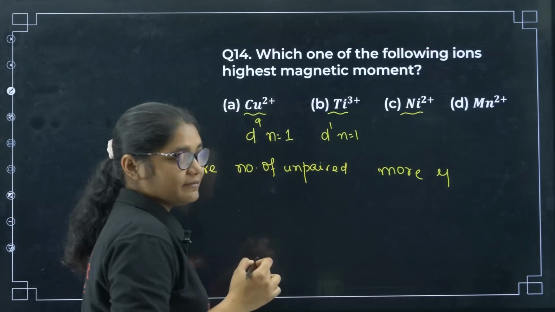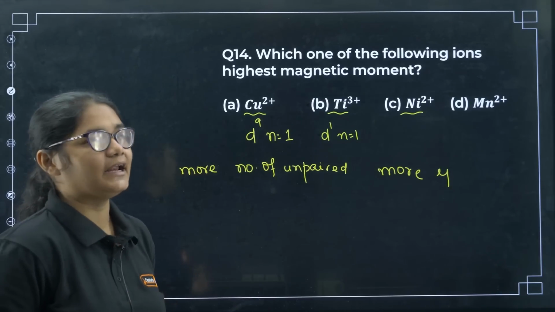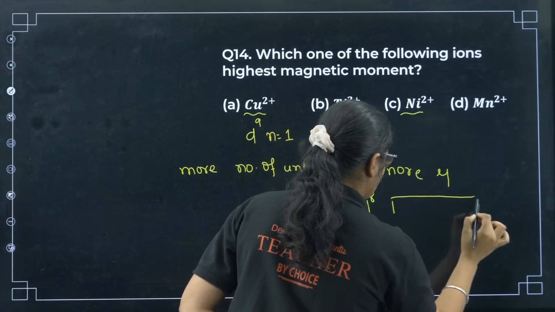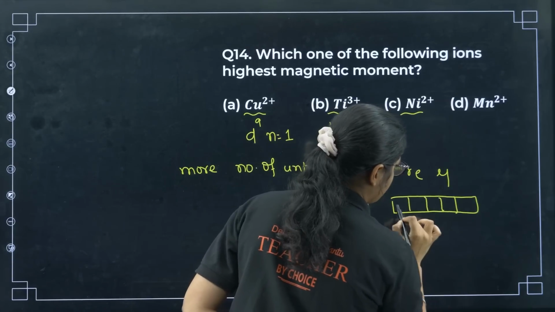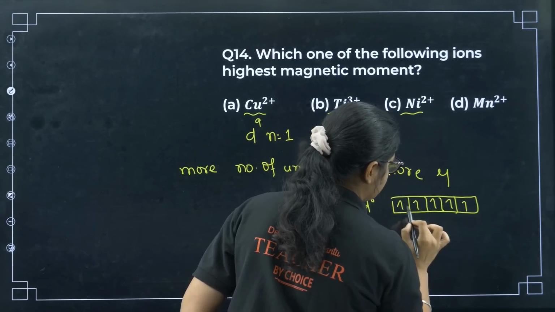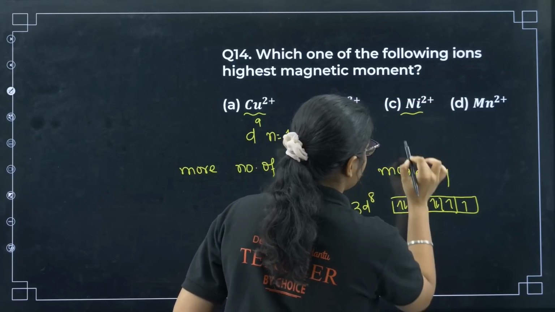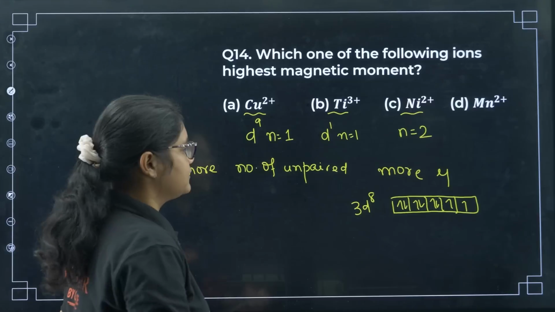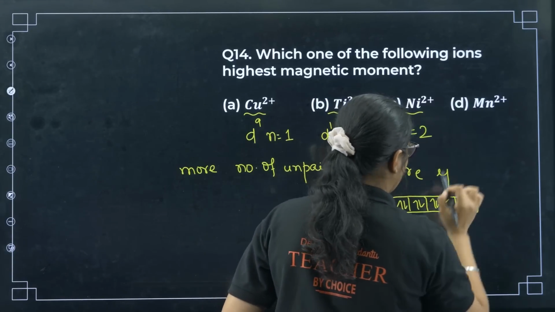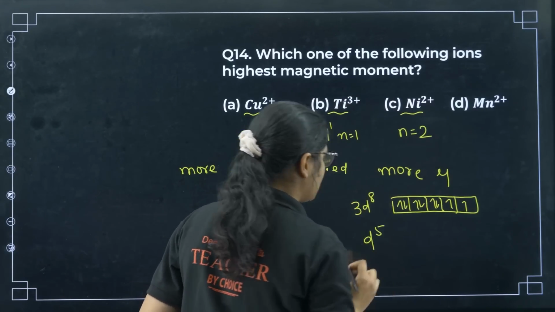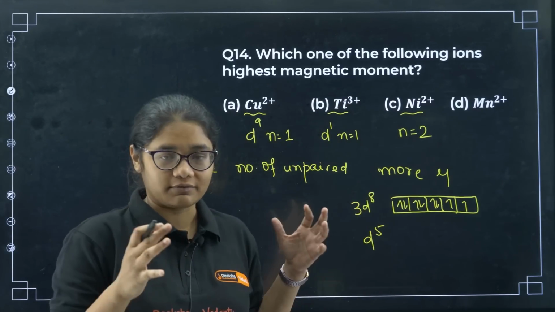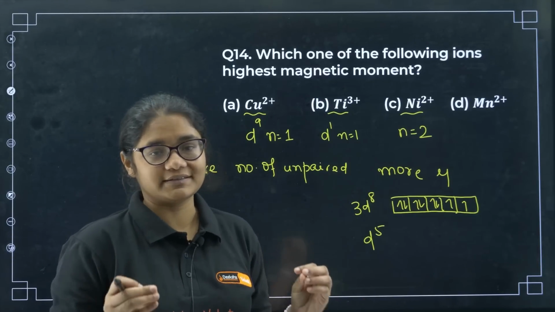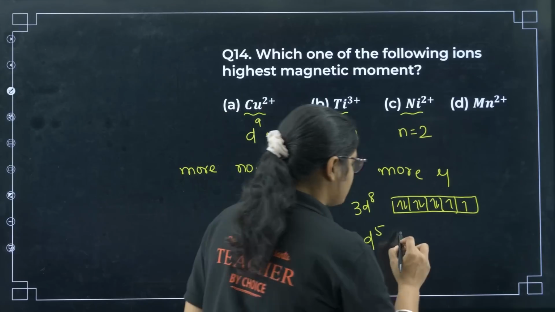Nickel 2 plus is having 3d8, right? So if I draw 3d8, I just don't want to waste your time with all these very detailed explanations, but yes, some students might be there, so I am doing it for them as well. So n is equal to 2, 3d8 here. Okay, so the number of unpaired electrons is 2. Mn2 plus is d5. So now you might be thinking how I am getting this. If you have remembered the electronic configuration properly, you can solve these questions within seconds. Okay, so 3d5 is your what?